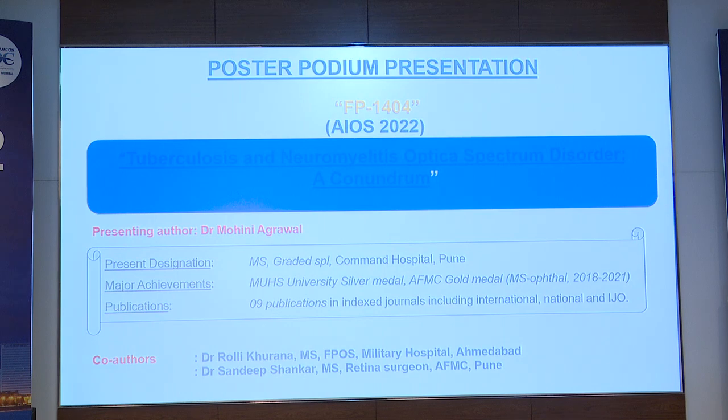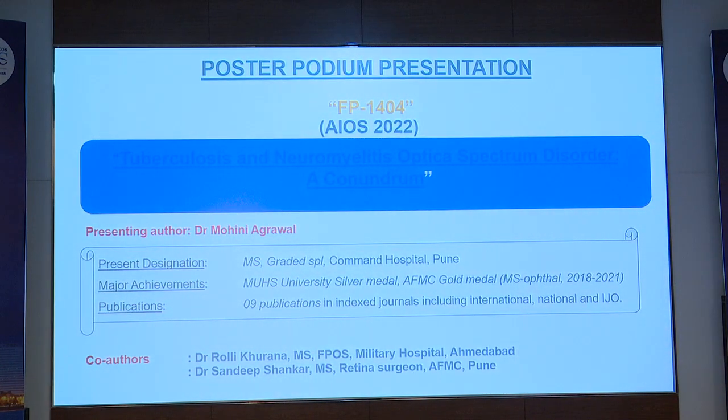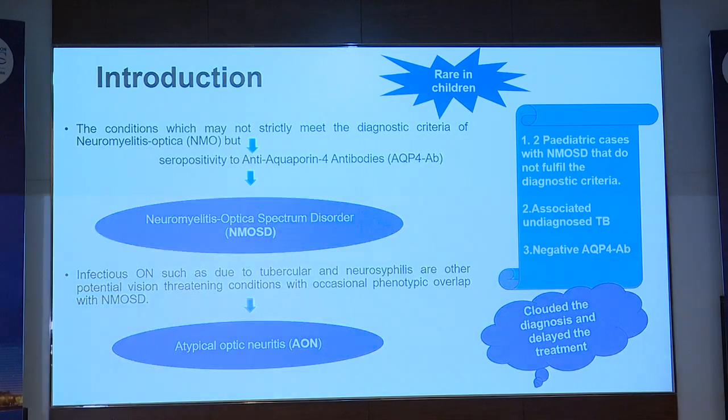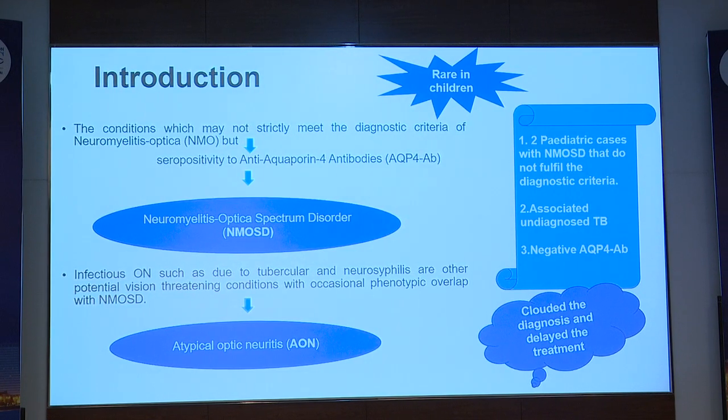And the story is no different for ophthalmologists. We need to invest to end TB and save vision. So here I'll be reporting 2 pediatric cases with neuromyelitis optica spectrum disorder that did not fulfill the diagnostic criteria for NMO. They were negative for aquaporin 4 antibodies, and the associated undiagnosed tuberculosis at the time of presentation of those 2 cases clouded the diagnosis and delayed the treatment.